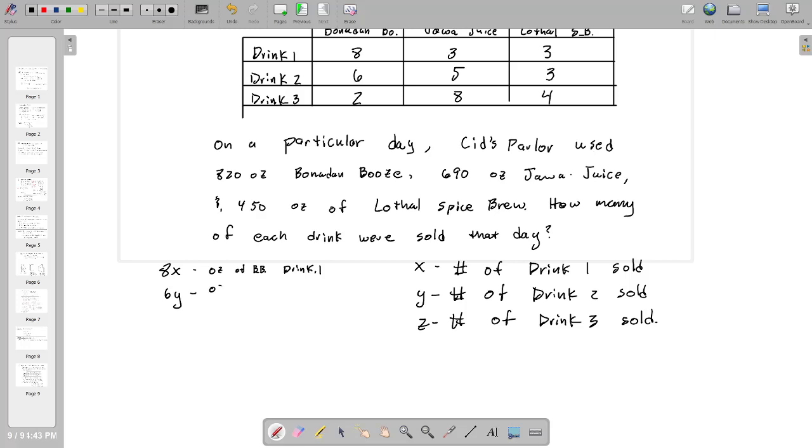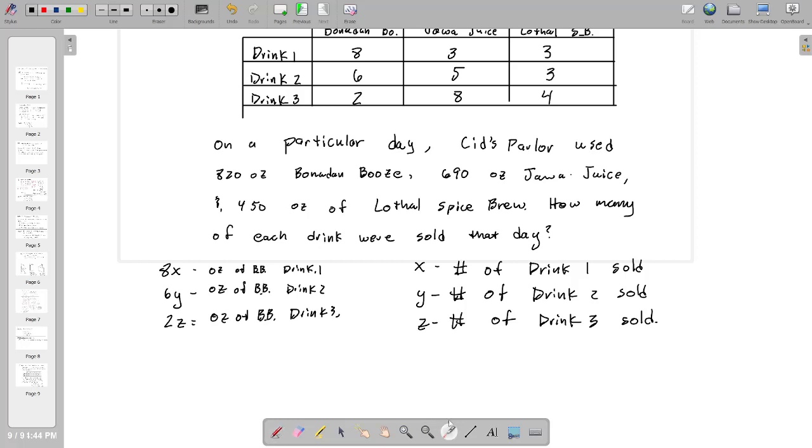6y will be the same thing, the ounces of Bonnet & booze, but for drink 2. Again, we sold a certain number of drink 2s, and each of those drinks that we sold had 6 ounces of Bonnet & booze. So that 6 times y is the total number of ounces of Bonnet & booze that we used only on drink 2s. And then 2z is the ounces of Bonnet & booze for drink 3.